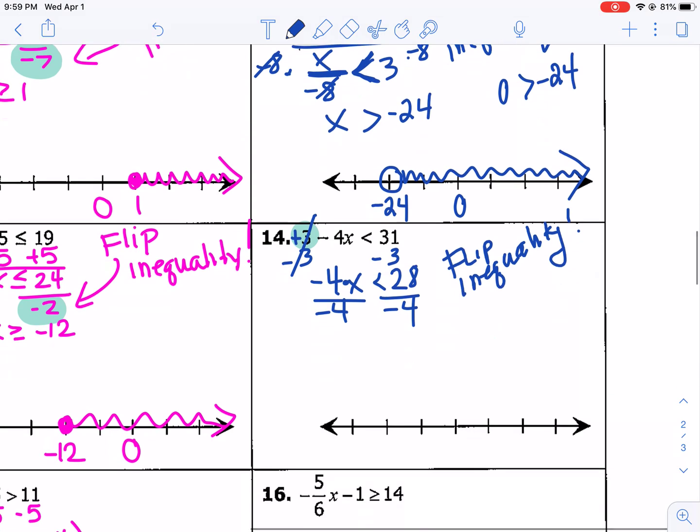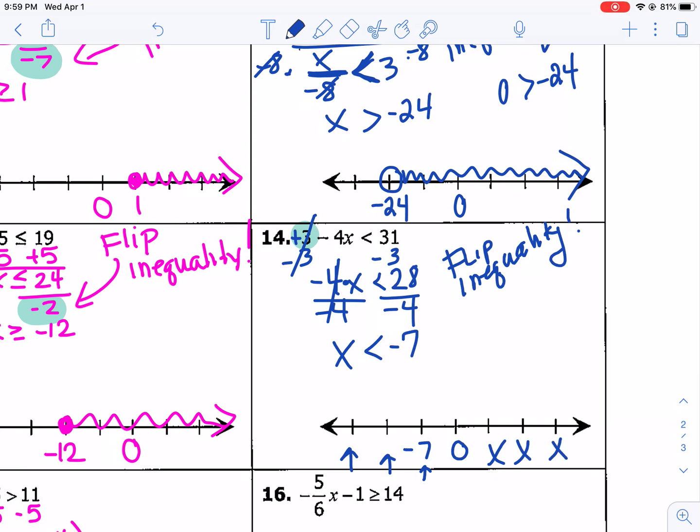All right, so back to the problem. Negative 4 divided by negative 4 cancels. X is less than negative 7. So let's graph it. 0, negative 7. I don't care where you put negative 7. You can put it here, you can put it here, you can put it here, but you cannot put it anywhere up there, okay?